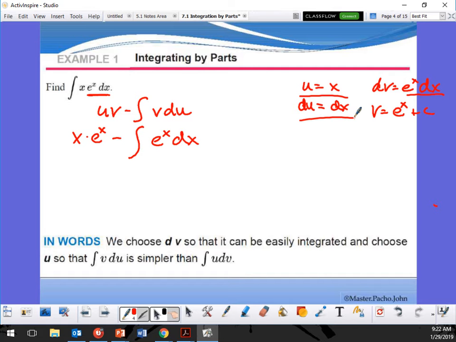So right now, since I'm only dealing with one, it's really not going to change much. So there we go. Let's go ahead and now put this together. So for this right here, go ahead and do it. So multiply these together, I get x e to the x minus e to the x plus c.